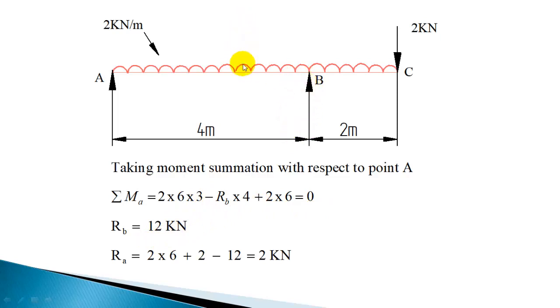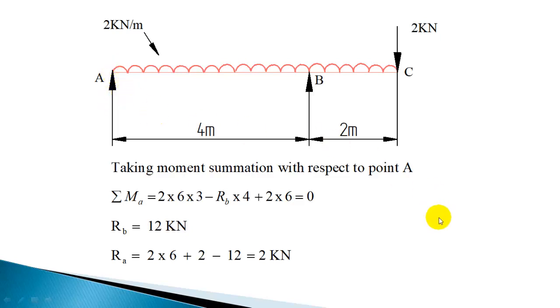So total downward load is 2 into 6, 12 plus 2, 14. Out of 14, 12 is taking the support. So remaining is 2 kilonewton. The RA should take 2 kilonewton. Total downward load is UDL part 2 into 6 plus that point load 2, minus the support is sharing 12 kilonewton. So remaining is 2 kilonewton. So reaction at A is 2 kilonewton.